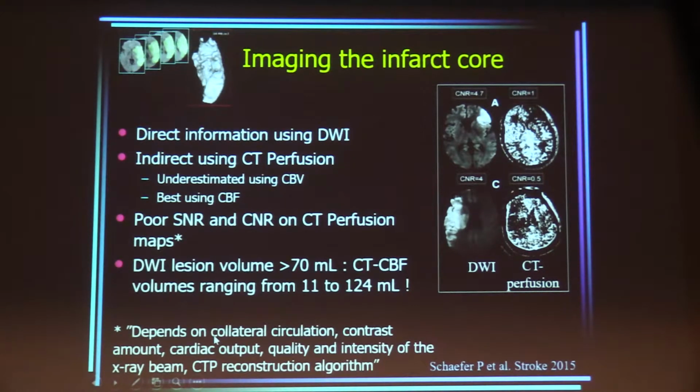Of course, it depends on the quality of CT perfusion map, depends on the collateral circulation, on the contrast element, on the cardiac output. This is also true for MR, but it's probably for measuring the infarct core. Of course, diffusion is much better than CT perfusion.